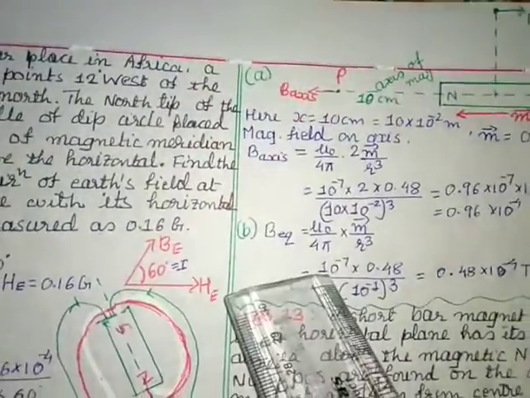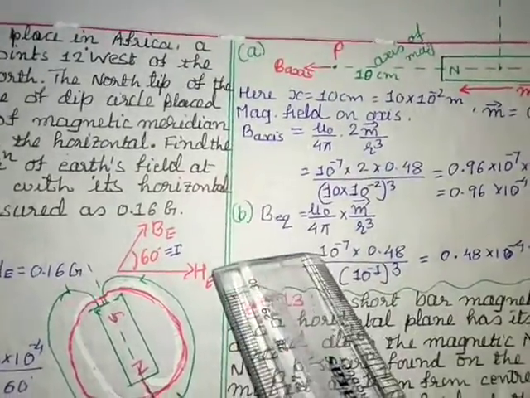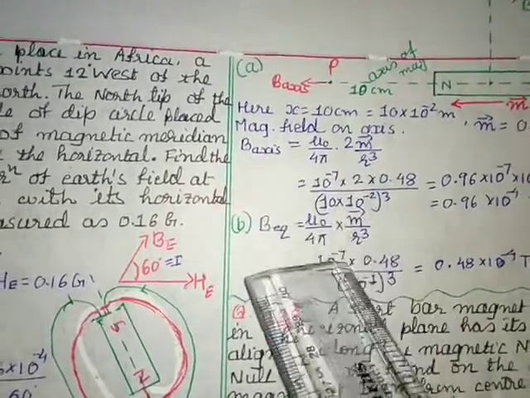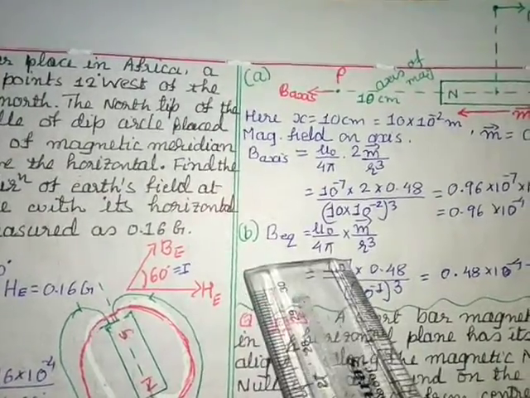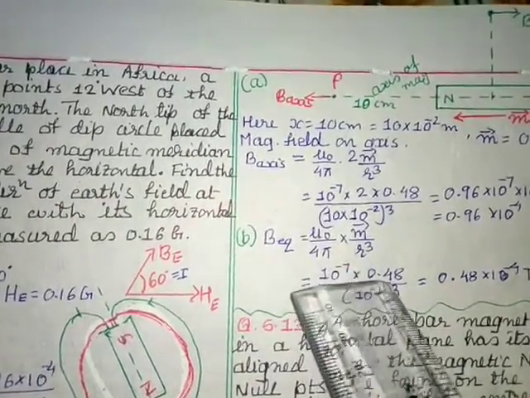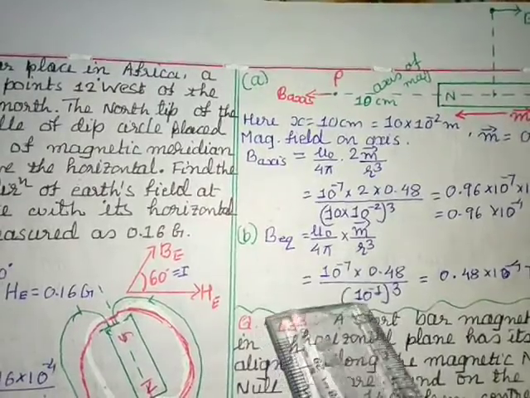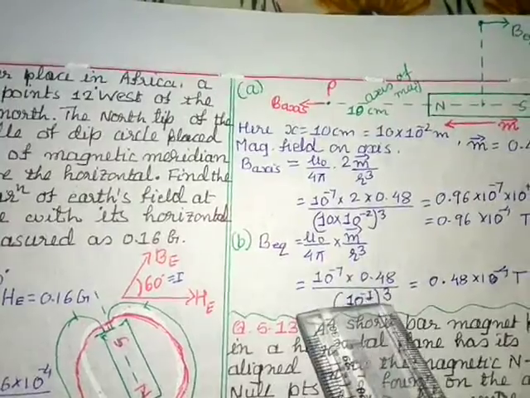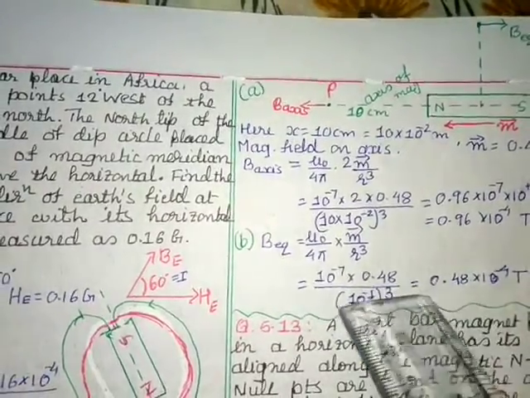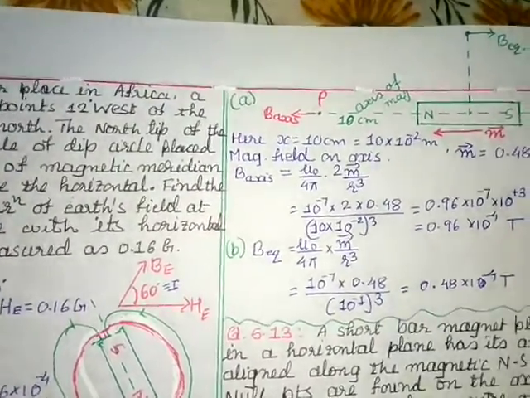Now for the equatorial line, mu naught by 4 pi into M by r cube. See, the same formula, but this is half of it. Okay, so mu naught by 4 pi is 10 to the power minus 7. M is the same 0.48, and r also is the same, 10 into 10 to the power minus 2, it becomes 10 power minus 1 whole cube. Simplify, you get 0.48 into 10 to the power minus 4 Tesla.